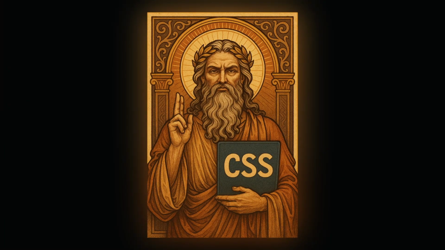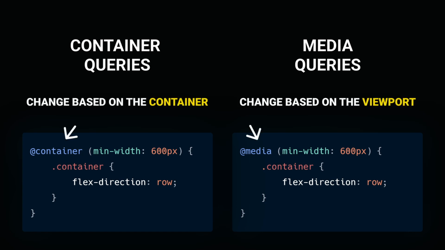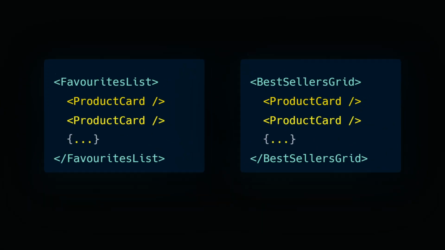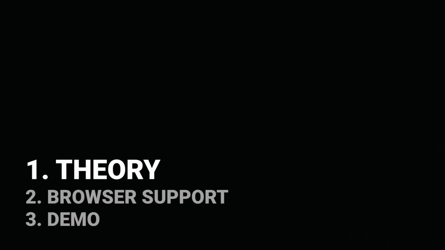CSS gods blessed us with a new feature called container queries. It's like media queries, but styling changes based on the container instead of the viewport. This means that we can use the same component in different places, and it will automatically adapt its styling to available space. My name is Barney, I'm a web developer and software house owner, and today I will walk you through CSS container queries. For me, one of the most long-awaited updates to CSS.